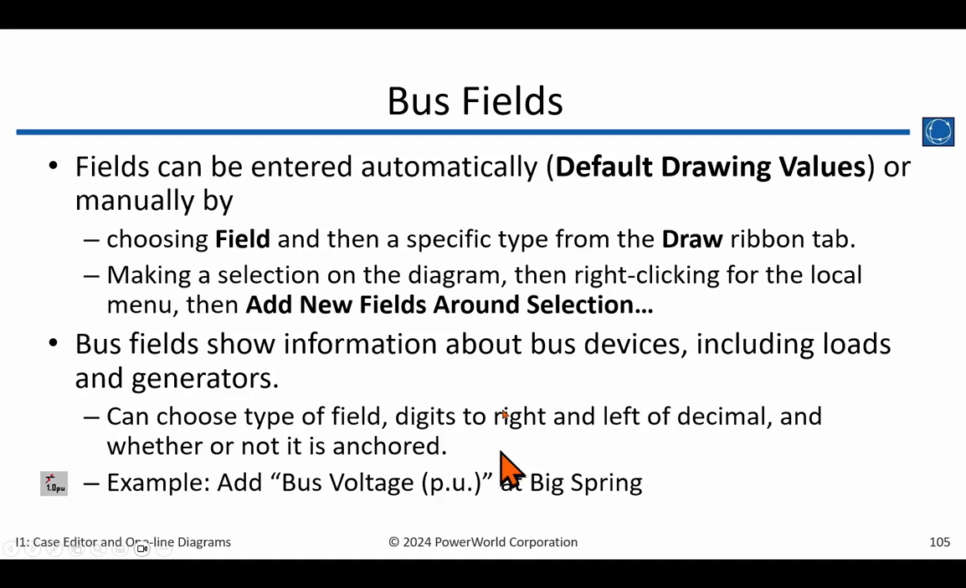The next few slides describe some of the object fields that are available. And there's others that aren't described on the slides, but they work pretty much similarly. But when we auto inserted the buses earlier, it automatically put the bus name next to each bus. And the reason it did that is because that was specified in our default drawing values. You can also manually add a field from the Draw Ribbon tab, or you can also make a selection of a single object or multiple objects and then right click and choose Add New Fields Around Selection. So we'll look at the ways of doing that next.